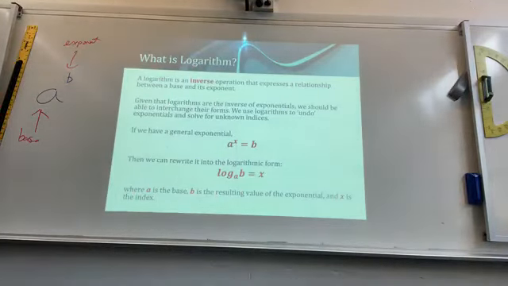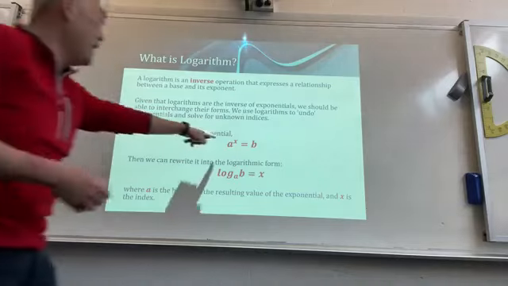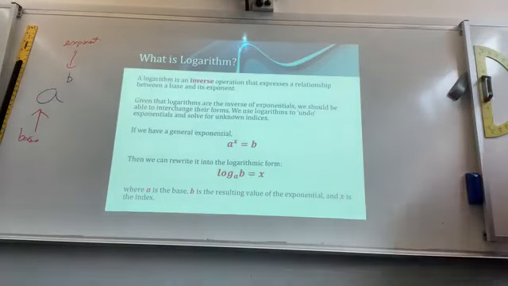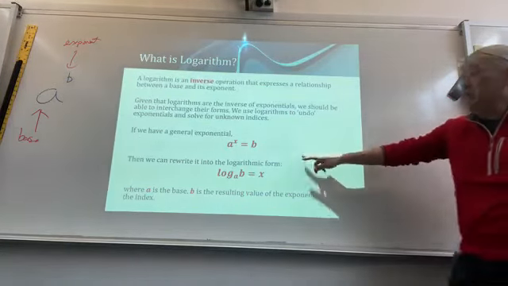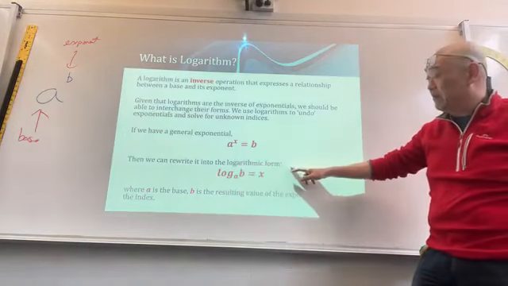So a logarithm is an inverse operation that expresses a relationship between a base and its exponent. Given that logarithms are the inverse of exponentials, we should be able to interchange their form. We use logarithms to undo the exponentials and solve for unknown indices. So if we have a general exponential a to the power of x equals b, then we can rewrite this into the logarithmic form.